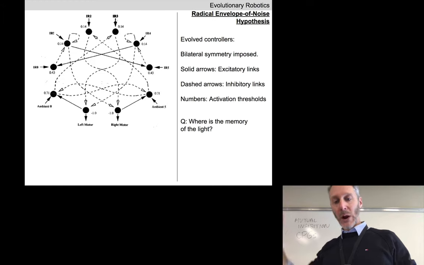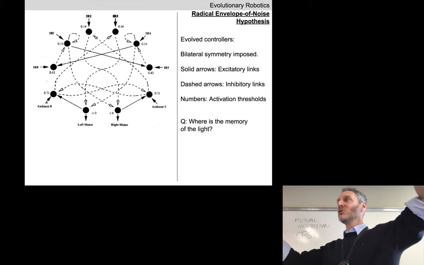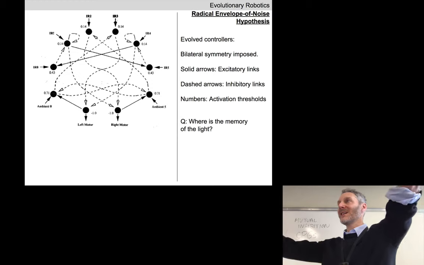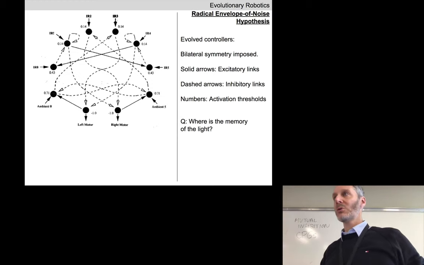Okay, so where's the memory of the light? There is memory here in the mutually inhibitory signal. Even when the light goes away, these two light sensors now, because of the mutually inhibitory circuit, have pushed each other to their extremes, have maximized their difference, and they can hold it as the robot goes forward. But as we talked about a few minutes ago, that's not strictly necessary.